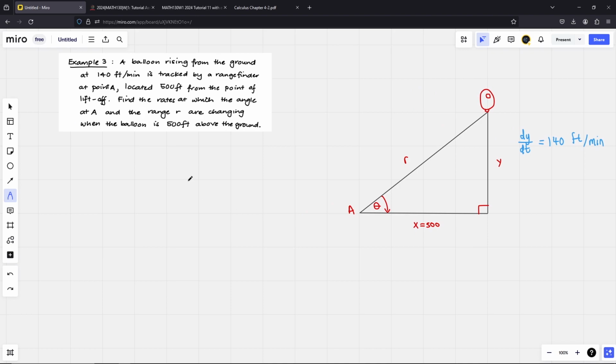And they want the rates at which the angle at A and the range are changing when the balloon is 500 feet above the ground. So they want how the angle is changing with respect to time when our balloon is 500 feet above the ground. So this is what we want.